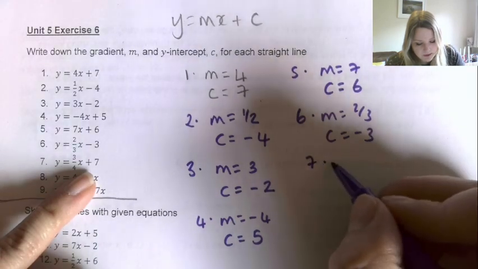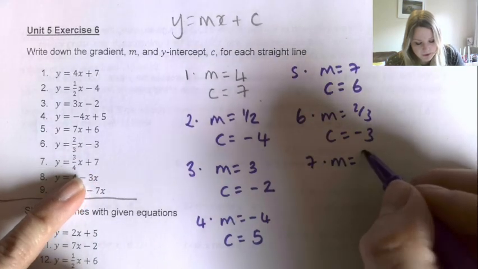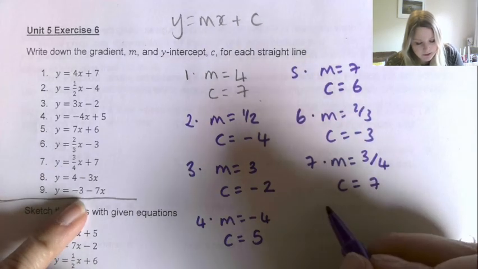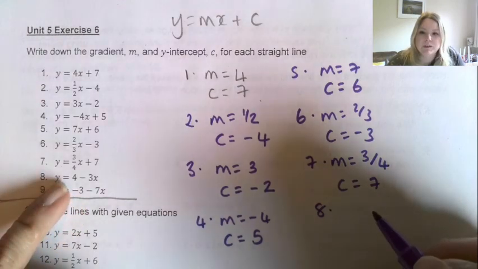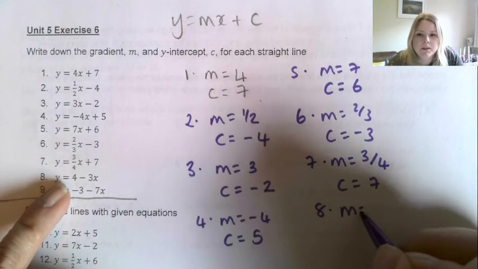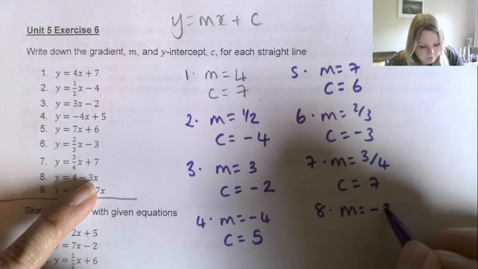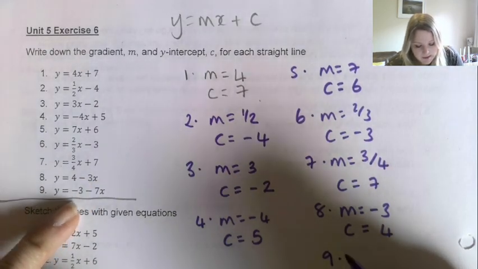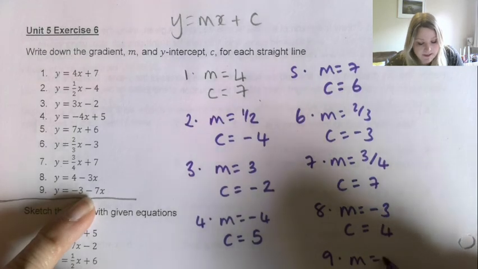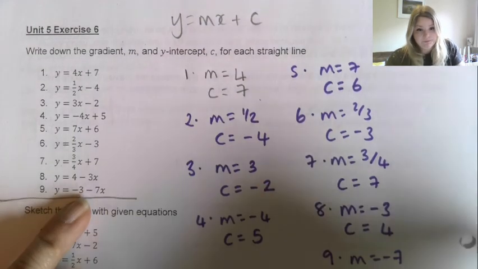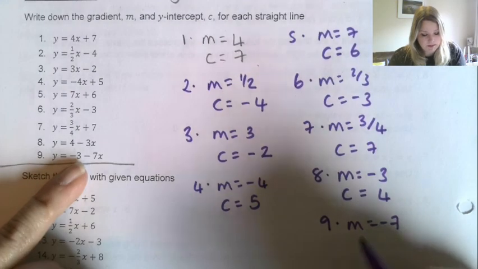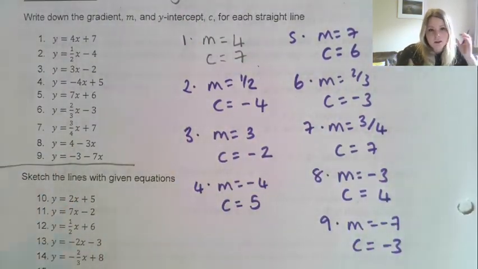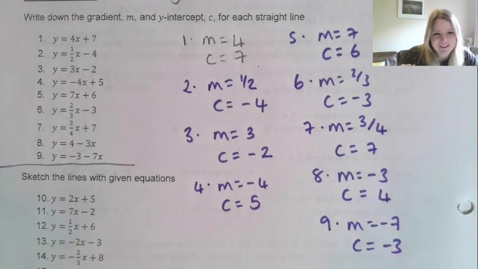7, our gradient is 3/4, and our y-intercept is 7. 8, now be careful here, our gradient in this one is -3 and our y-intercept is 4. And then number 9, our gradient is -7 and our y-intercept is -3. Okay, so let's have a look at what I want you to do today then.